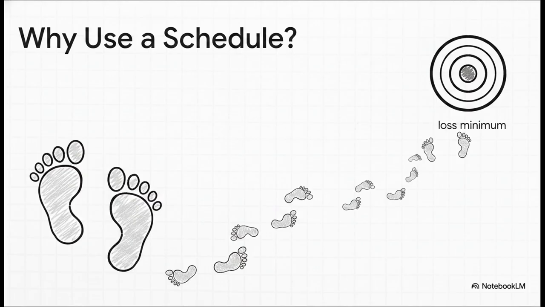But as you get closer to that minimum, you need to be more careful. You need to take smaller, more precise steps to really zero in on the bottom. That's when you decay the rate. If you don't, you'll just overshoot the target and bounce around it forever. Getting this right is often the key to squeezing out that last bit of performance from your model.